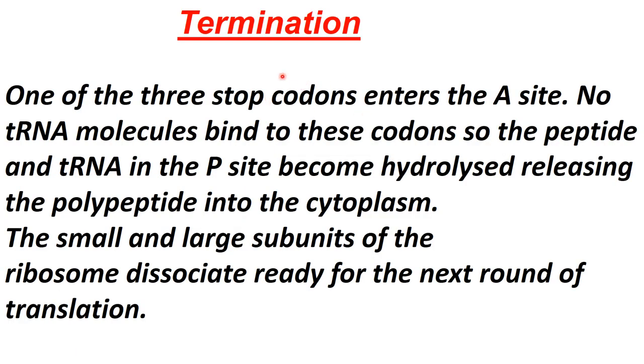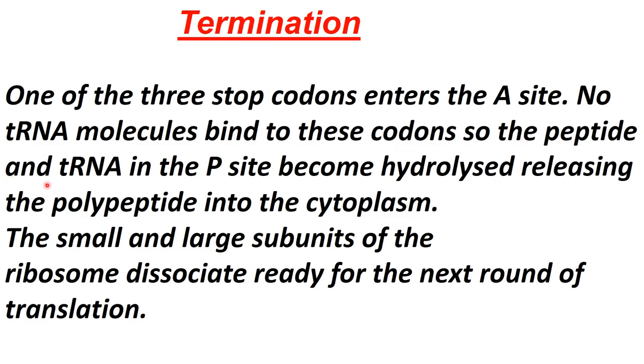Now the next step of translation is termination, and termination is when one of the 3 stop codons enters the A site. Okay, the mRNA chain is having the codons. So one of the 3 stop codons that you know about, 3 stop codons are there. If any one of these stop codons comes at the A site of the ribosome, no tRNA molecule binds to these codons, because there is no tRNA for the stop codons. Okay, no tRNA is having the anticodons for the stop codons.